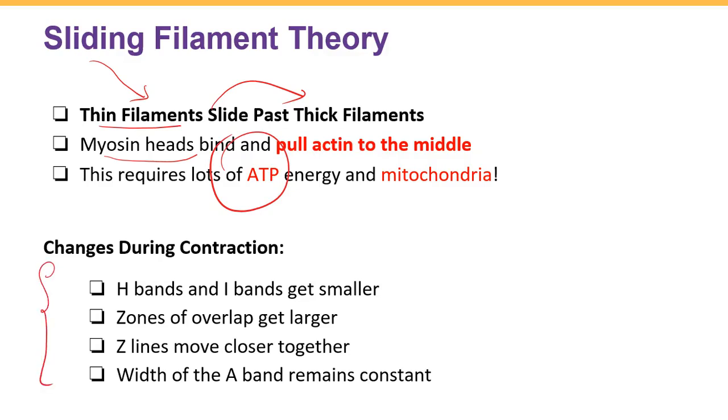H bands and I bands get smaller because now we have more overlap between actin and myosin. That's the reason our I band, which is only thin filament, gets smaller, and the H band, which is only thick filament, also gets smaller, and the zones of overlap get larger. But the A band remains constant and is not going to change. Because the Z lines move closer together, the length of the sarcomere also gets smaller.